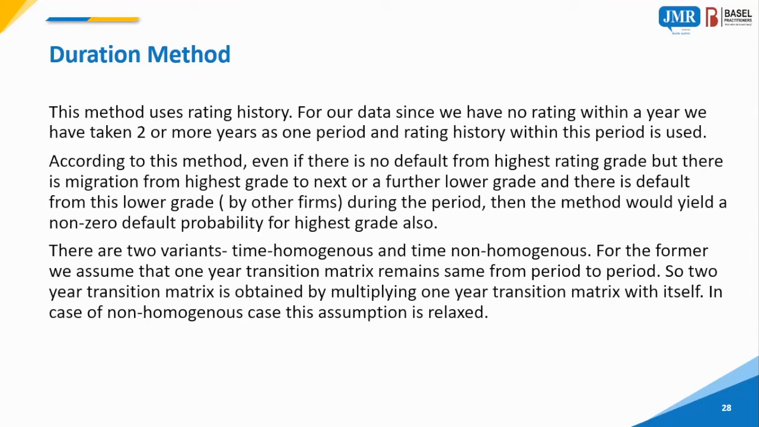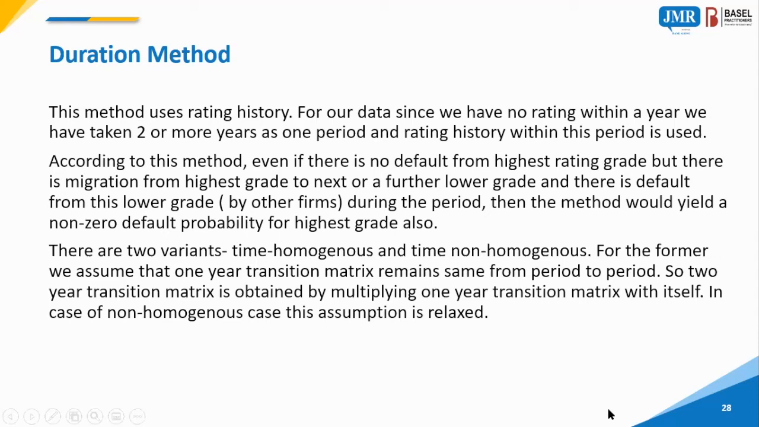and if you take time as homogeneous, then you have some probability. Otherwise, what will happen? Most banks will find their highest rated customers have not defaulted in the last 3 years. Within 1 year they have not defaulted, but they may have defaulted in the other 5 years or 4 years. How do I take that information into account? That is what the duration method does. I am not going into more detail, but this is the duration method's philosophy, and we will see the results.